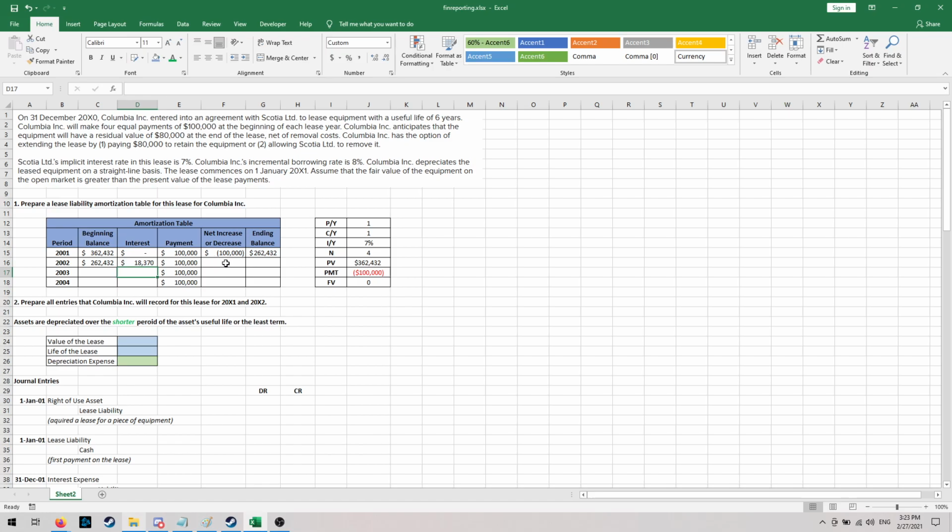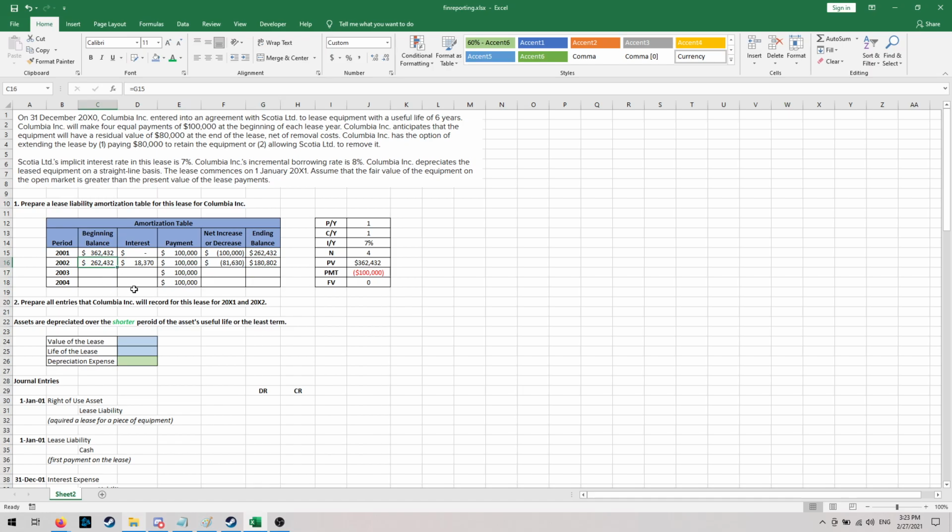And we can find the net increase or decrease by subtracting the amount of the payment from the interest. So once we've paid down that 18,000, we have about 81,000 left to reduce our principal. So now in the exact same way, we're going to add our net increase or decrease to our beginning balance, and we're going to get 180,802.